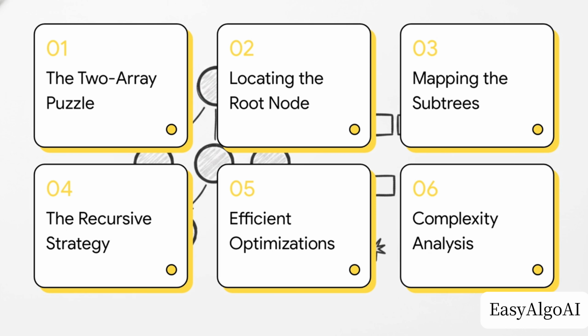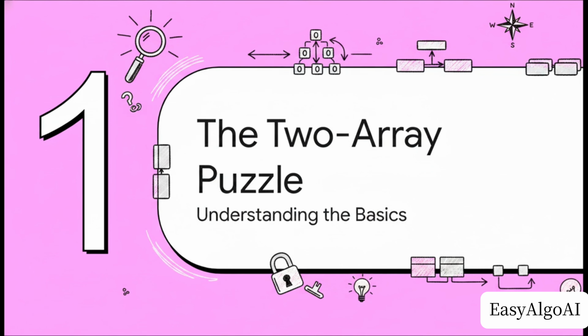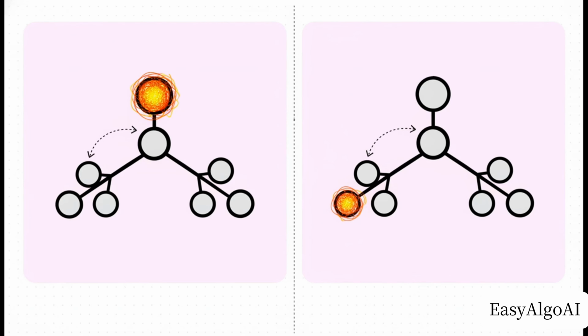We'll cover the two-array puzzle, locating the root node, mapping the subtrees, the recursive strategy, optimizations for efficiency, and finally, a complexity analysis. Let's dive right into section 1, the two-array puzzle. Let's establish the ground rules. First up, we really have to intimately understand our clues.